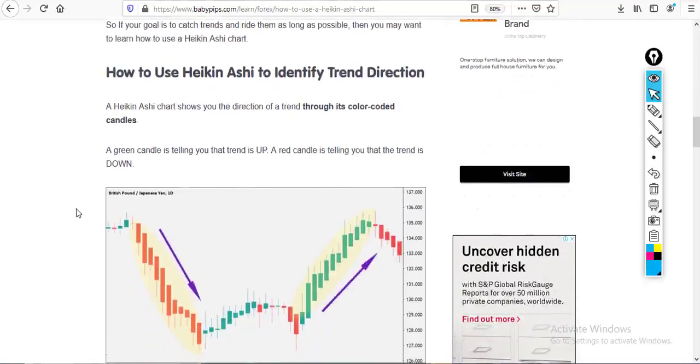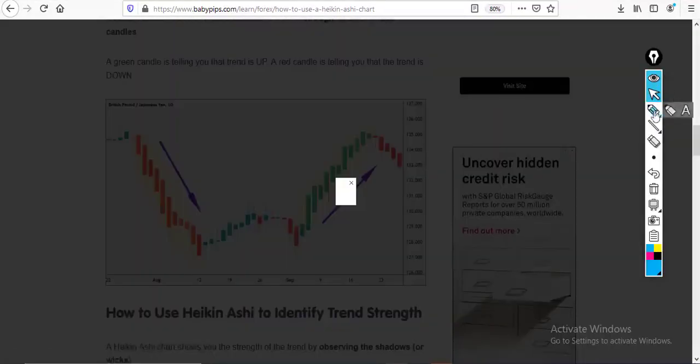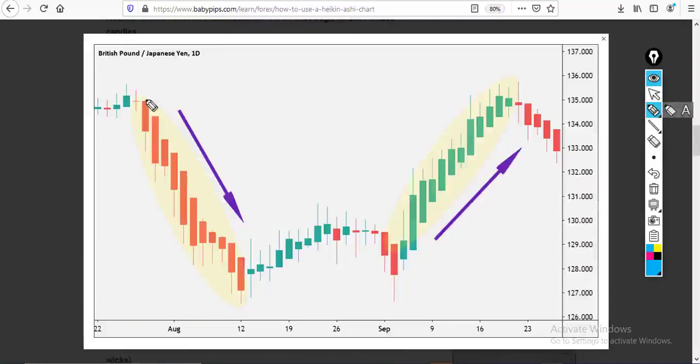So it basically helps us to identify trend direction and trend strength in a very quick way. So how can we use the Heikin Ashi to identify the trend direction? It's simple. It's basically what we have just said. Look at this chart here. We can easily identify the direction because we don't have wicks to the top, and we see all the candles pushing to the downside, red.